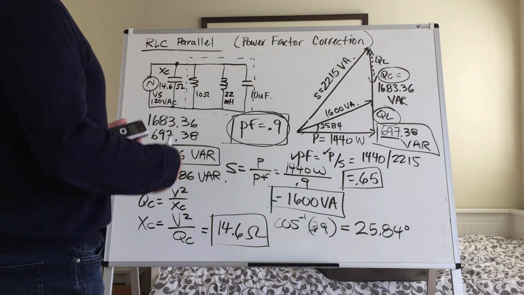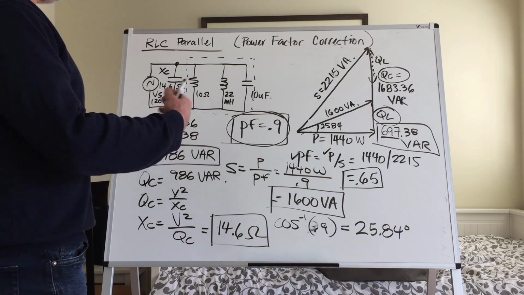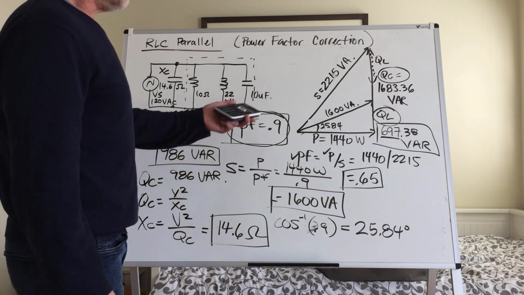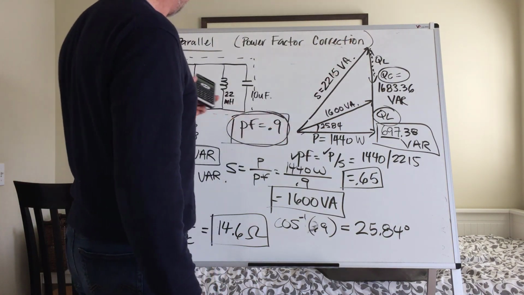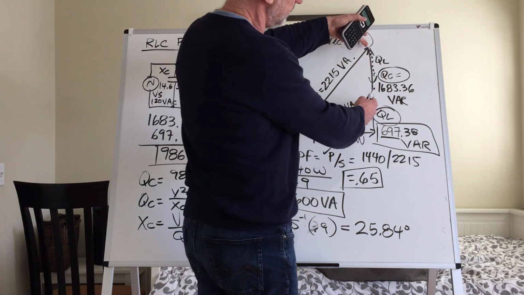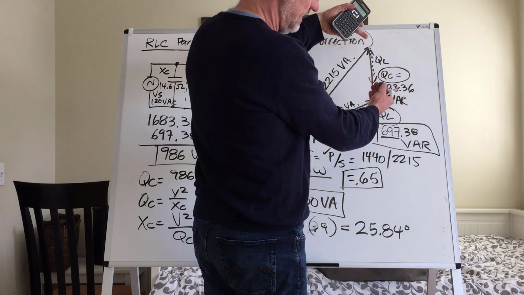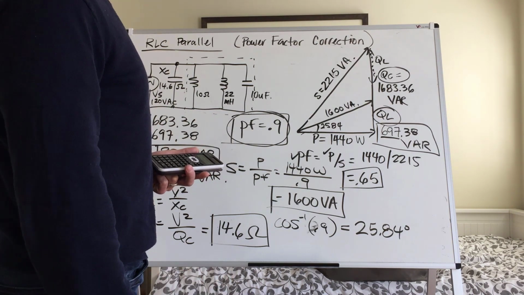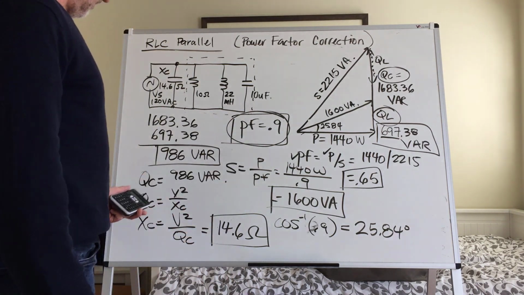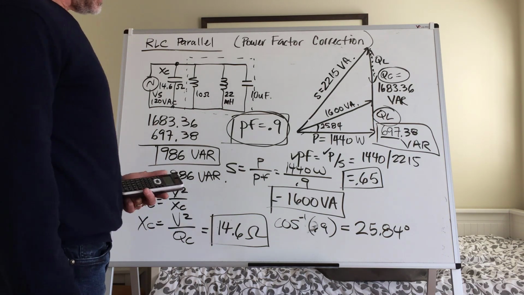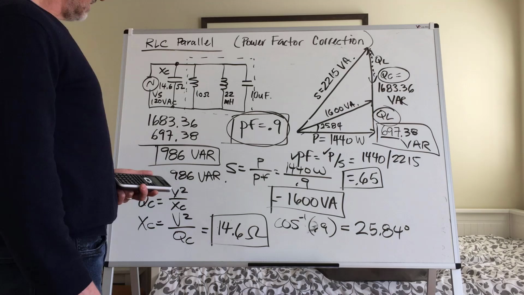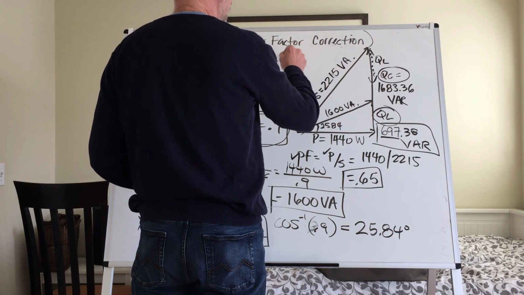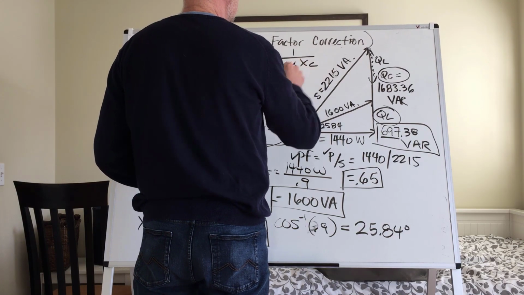Okay. Now you might want to slow this whole presentation down by pausing the video here and there. But essentially, remember what we're doing is we're bringing in QC as a capacitive branch in order to drop what was originally 1683 var of net inductive power down to 697.38 var net inductive power. That's going to improve it to a 0.9. So we worked our way through the process. We said it has to be an XC value of that. Now, using 60 hertz, all we have to do is determine the actual C value. So C is going to equal 1 over omega XC.